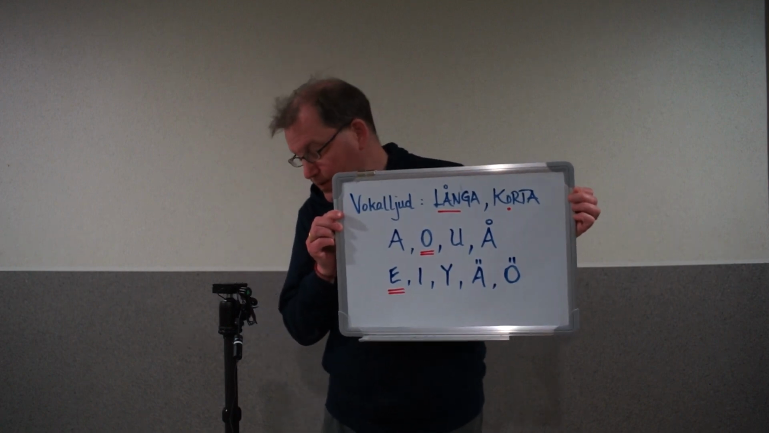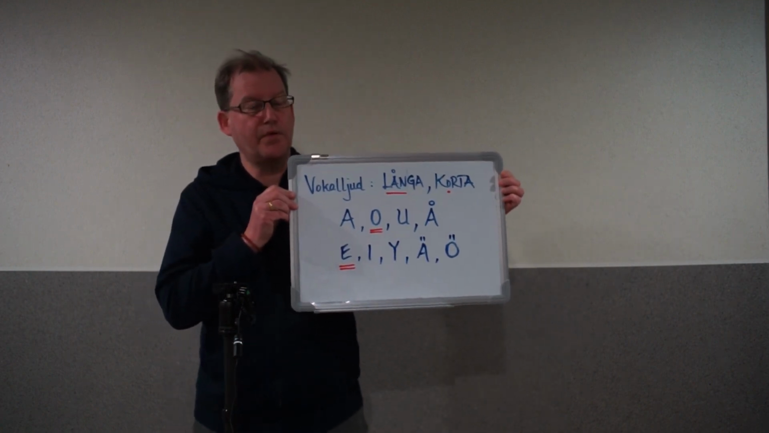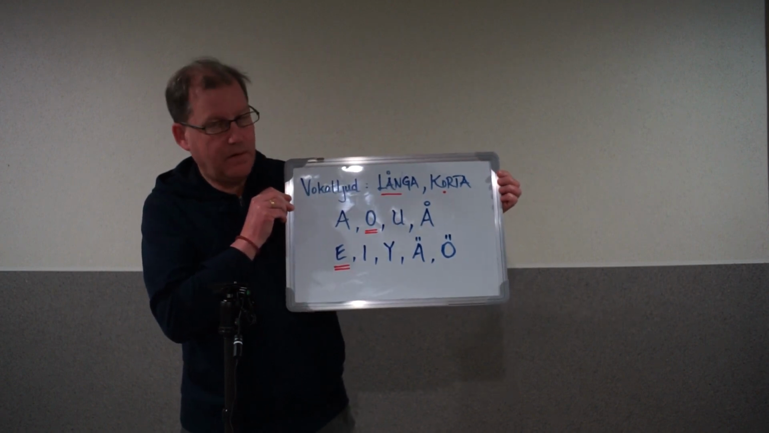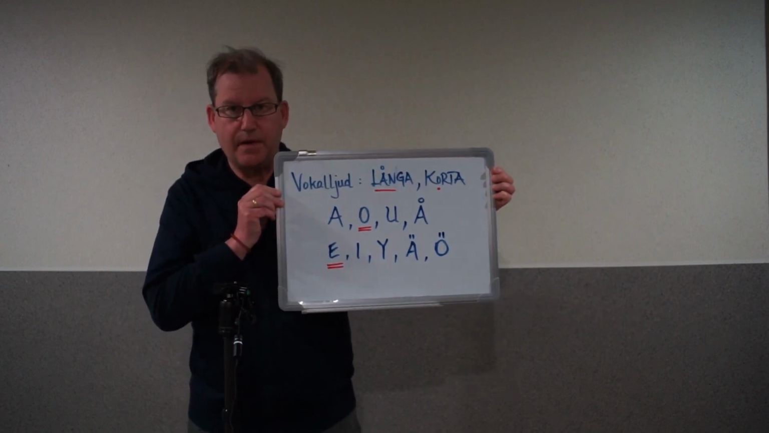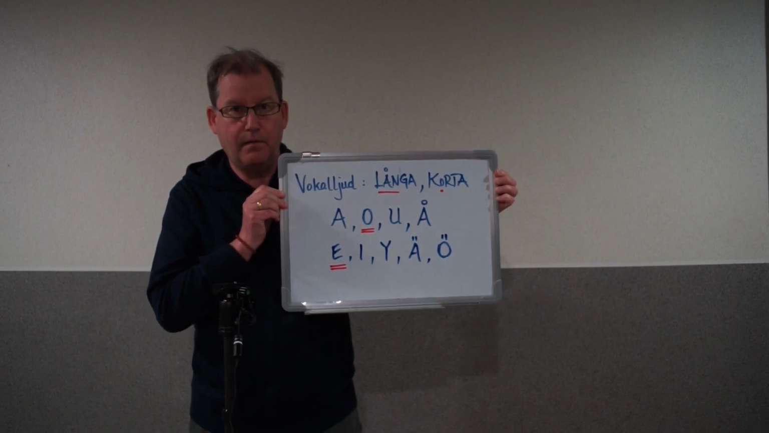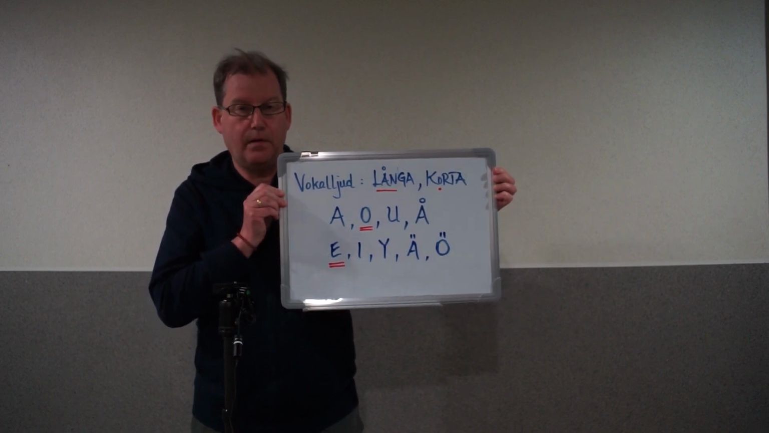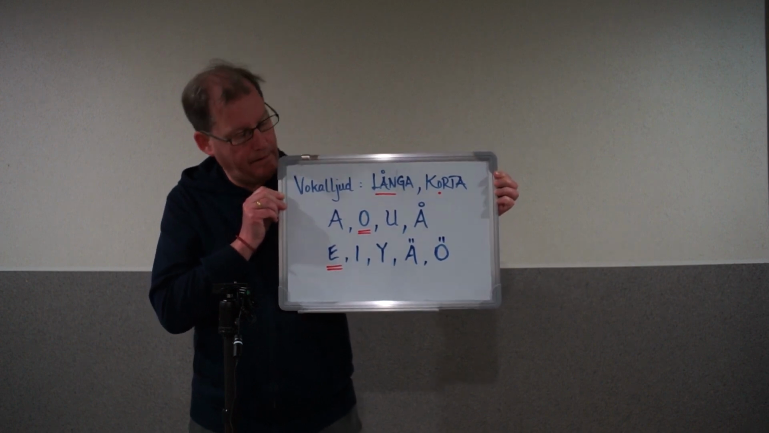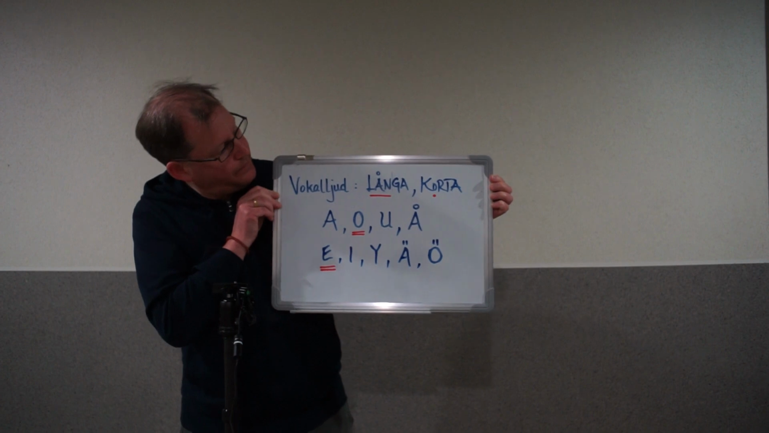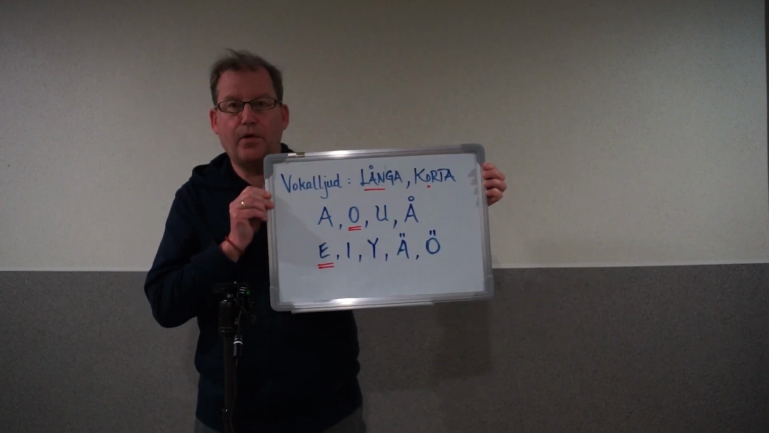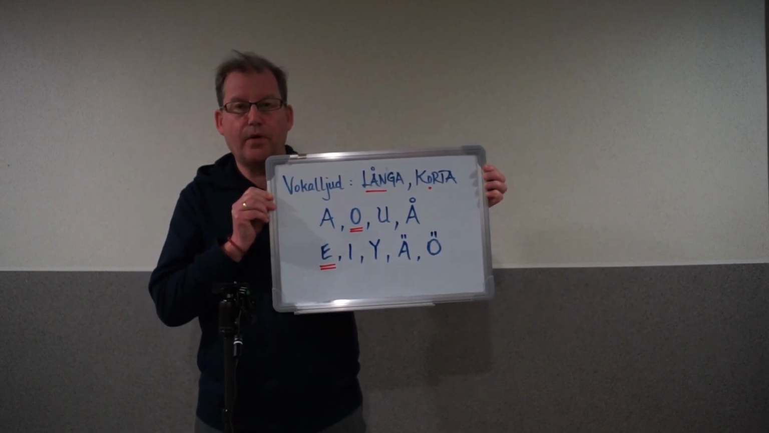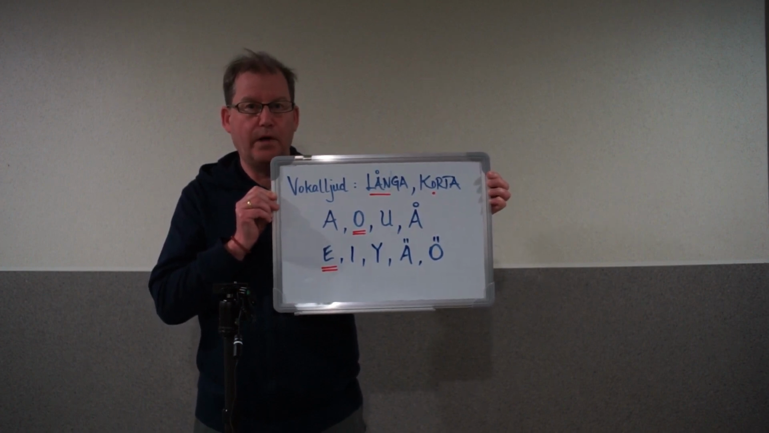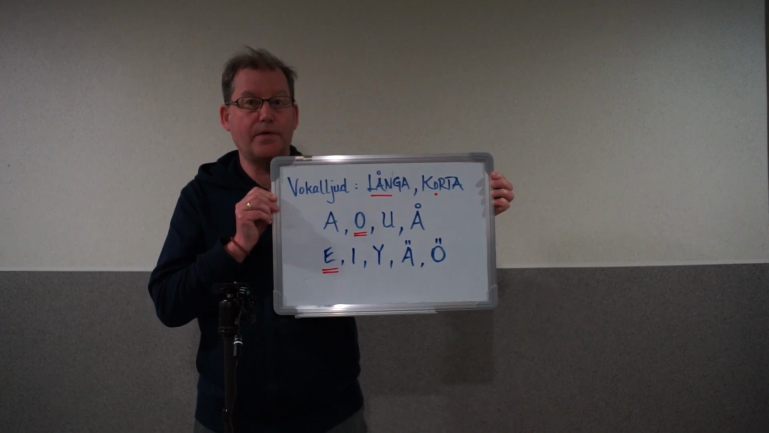Okay, I will speak in Swedish now, mostly. Det finns 9 svenska vokaler. Vokaler, that is the Swedish word for vowels. Vi pratar om vokalljud. In English, that would be vowel sounds.